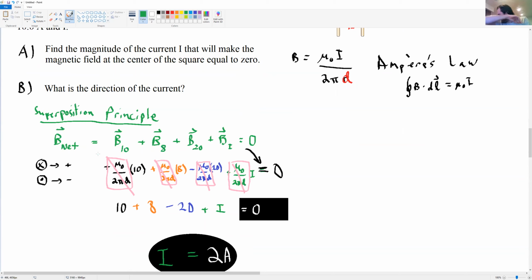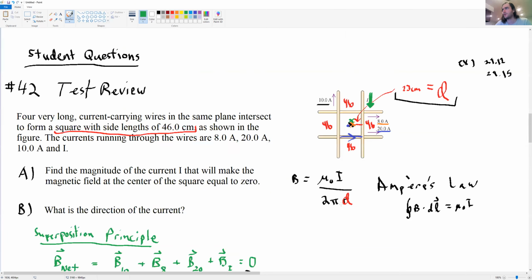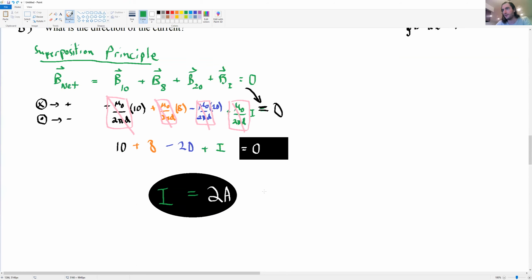Now we need to determine the direction of the current. Well, we made a guess, and we calculated a positive value for the current. That means that we guessed correctly for the direction. So the direction indeed is in this upward direction, or no, sorry, was it down? It was the downward direction. So the current was going in the downward direction, and that's it. That is the end of the problem.